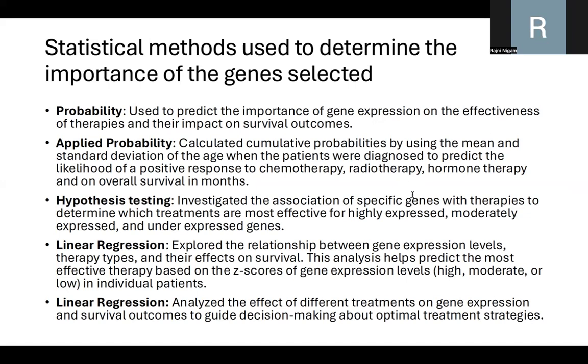I utilized the hypothesis testing method by changing the variable type from numerical to factor for the different types of treatments, then looked at the relationship between expression level of genes of interest and the efficacy of those different therapies. Finally, I utilized linear regression to evaluate the relationship between overall survival in months for different therapies and age at diagnosis and expression levels of genes of interest.